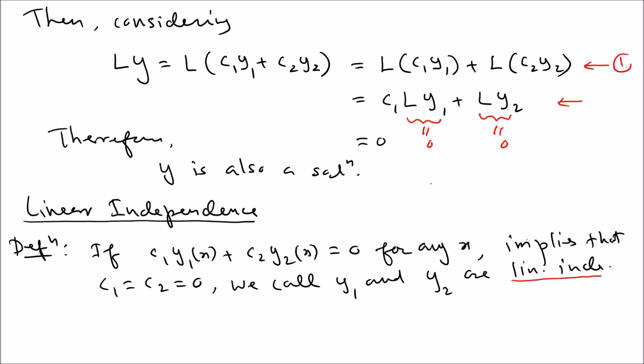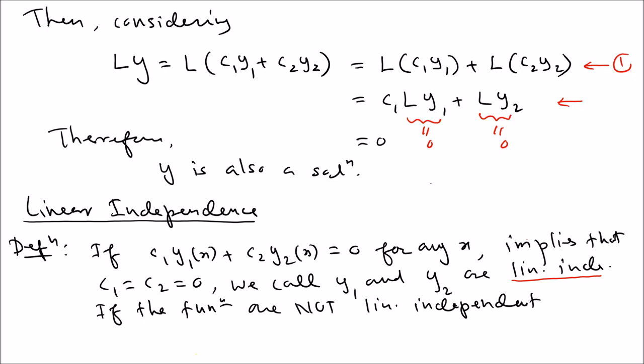Because we are only considering two solutions, we have two, but we can extend this to three solutions, four solutions and so on. We just write it for two. If the functions are not linearly independent, they are linearly dependent. We call it linearly dependent.